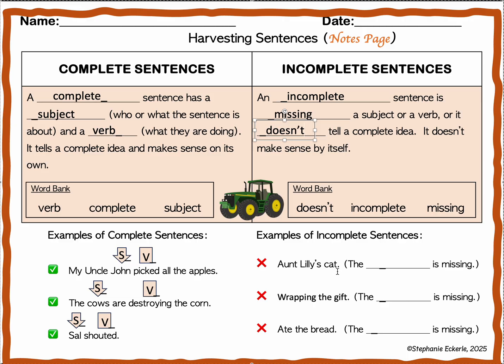Aunt Lily's cat. Who or what is the sentence about? Aunt Lily's cat. So we know the subject. What is Aunt Lily's cat doing? We don't know. So the verb is missing. Let's look at the second one. Wrapping the gift. Who or what is the sentence about? We don't know. We don't know who's wrapping the gift. So the subject is missing.